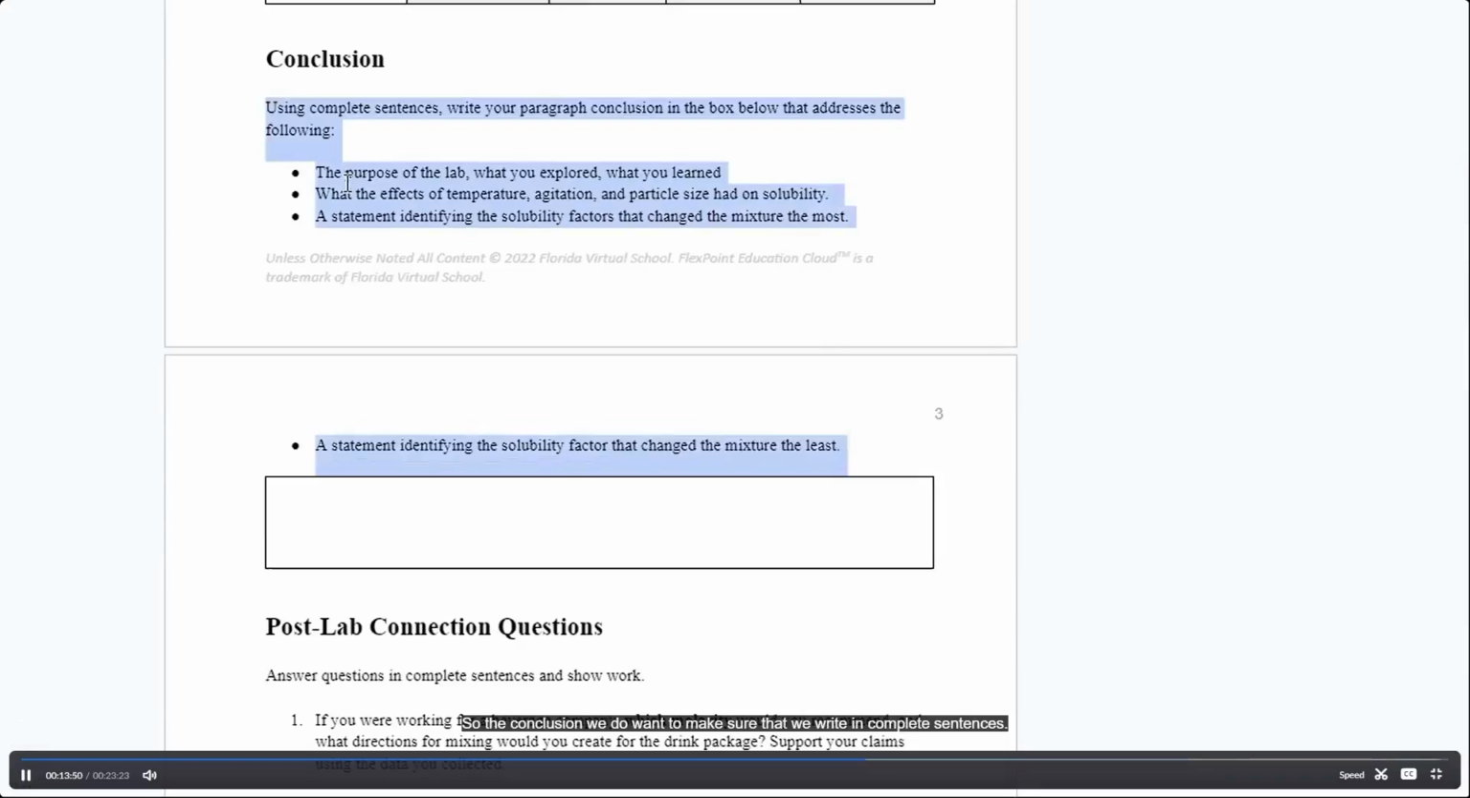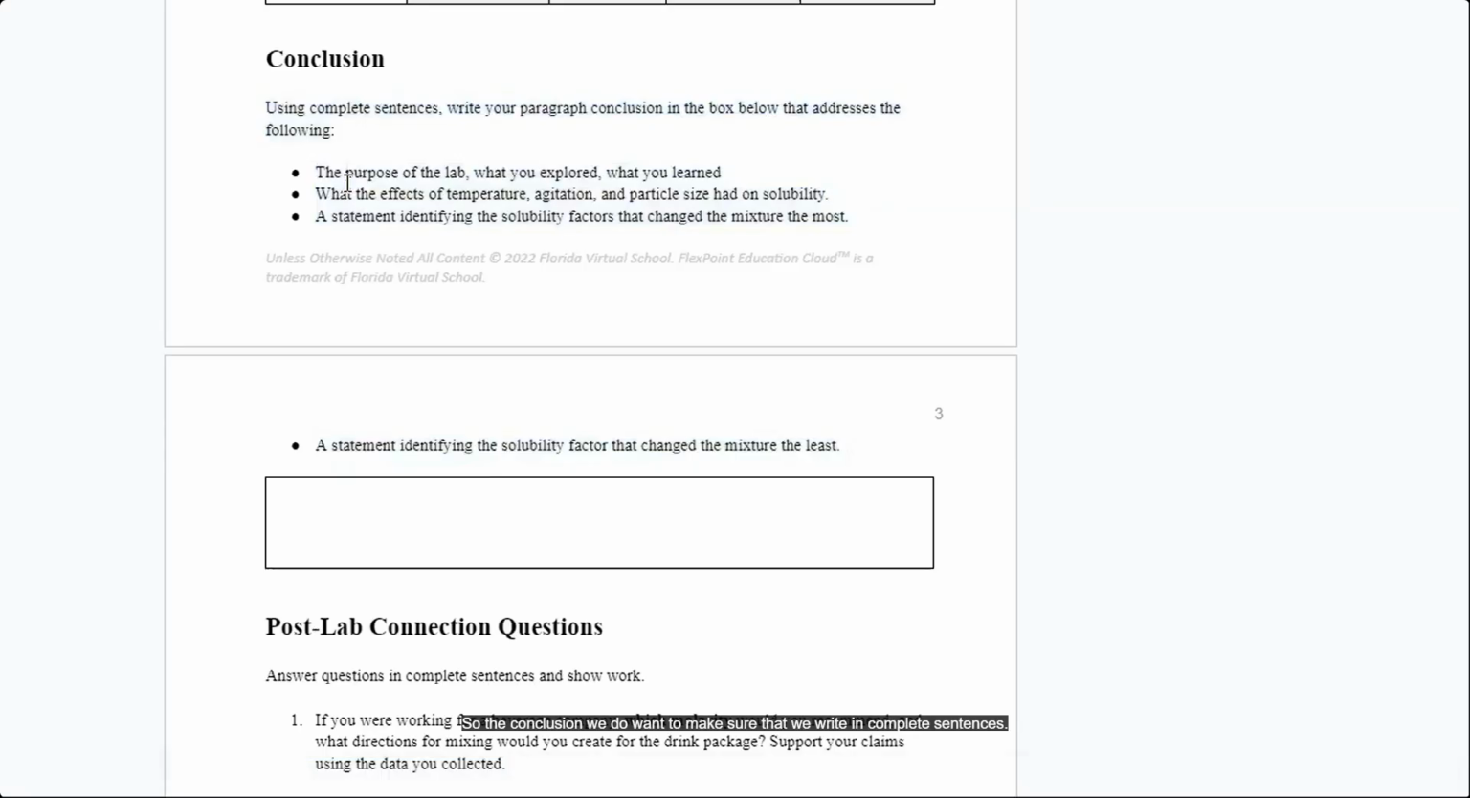Conclusion. So the conclusion, we do want to make sure that we write in complete sentences. What is the purpose of the lab? What did you explore and what did you learn? Those are 3 separate parts to this point. Please make sure you address them all completely and thoroughly.